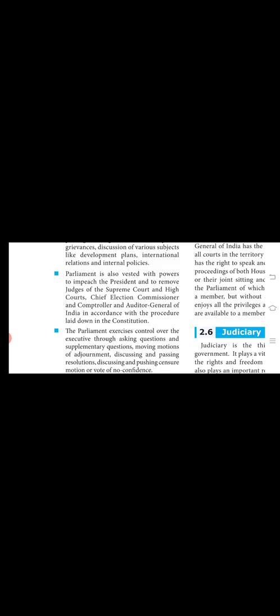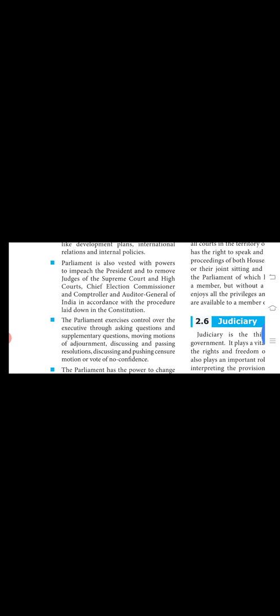Okay, so second point, the parliament is also vested with the power of impeachment of the president. That means the parliament has the power to remove or impeach the president, Supreme Court judges, then the chief election commissioner and comptroller and auditor general of India, in accordance with the procedure laid down in the constitution. So according to the procedure of our constitution, our parliament has the power to impeach and remove the president or the judges, and also to remove the chief election commissioner and the comptroller and auditor general.